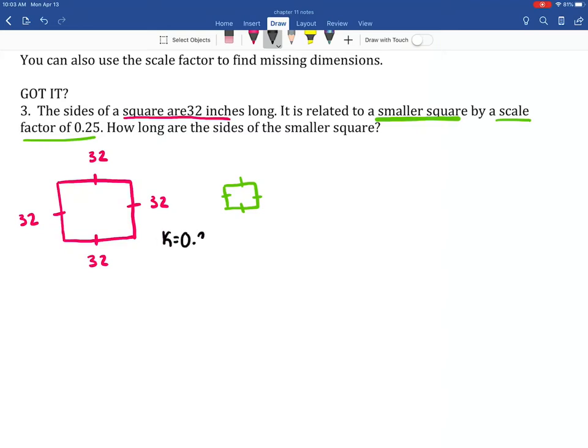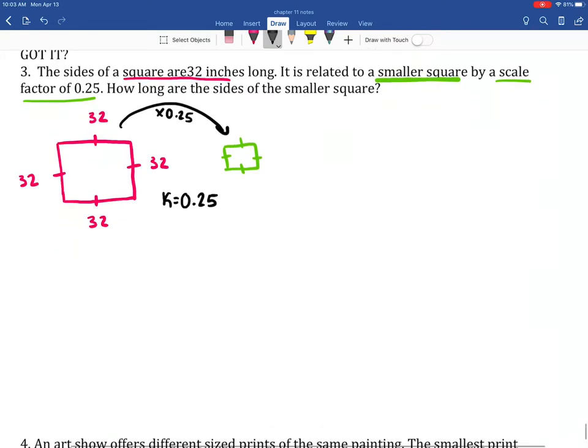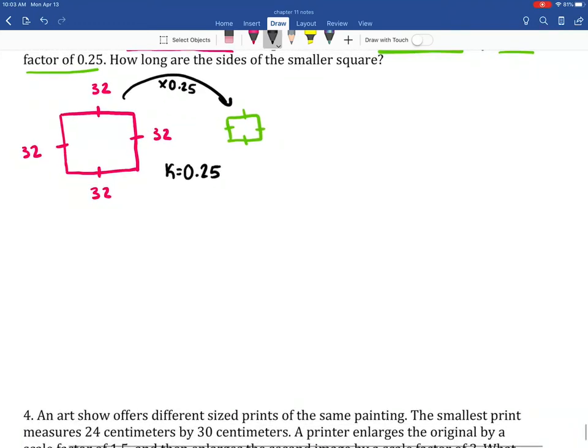Remember we had the scale factor was k. How long are the sides of the smaller square? Well, if we know the scale factor and the sides of the original, I can multiply to get the new sides. Similar to what we did last section. I don't need to do it 4 times because I know that it's going to be the same for all of them since it's a square. So I'll do 32 times 0.25, same as 32 divided by 4. That gives me 8 inches. So the length of the sides of the smaller square would be 8 inches.